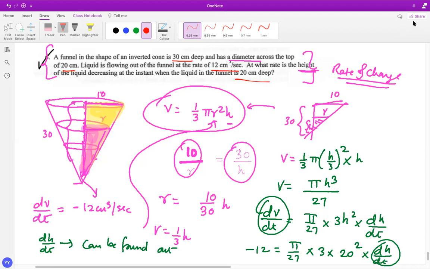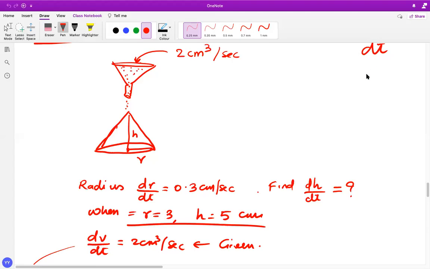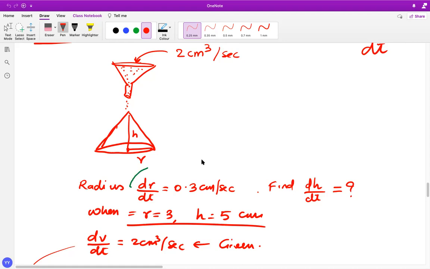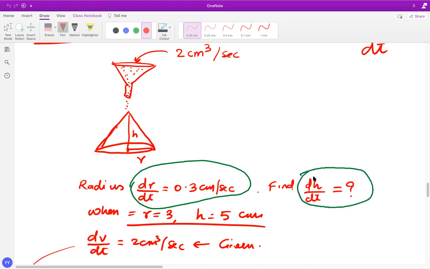So here we go with the next example. All right, so in this example, sand is being dropped at a rate of 2 centimeter cube per second to form a conical shape. Now, the radius of this heap is increasing at 0.3 centimeters per second. And the interesting thing is that they're asking at what rate the height is changing.